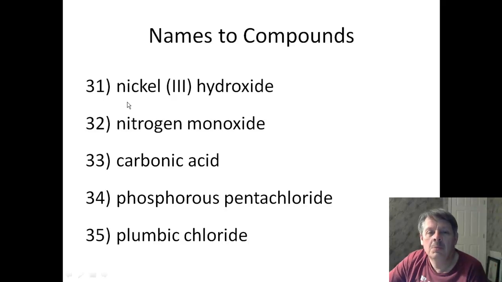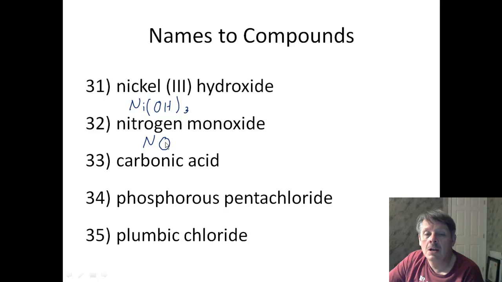All right, number 31, nickel. Ni, hydroxide, OH. Nickel has a 3+ charge, hydroxide has a -1. This is ionic because it starts with a metal, so it's Ni(OH)3. Nitrogen is not a metal, it's a non-metal, so this is going to be covalent. So it's nitrogen monoxide. Notice it tells you there's 1 oxygen there.